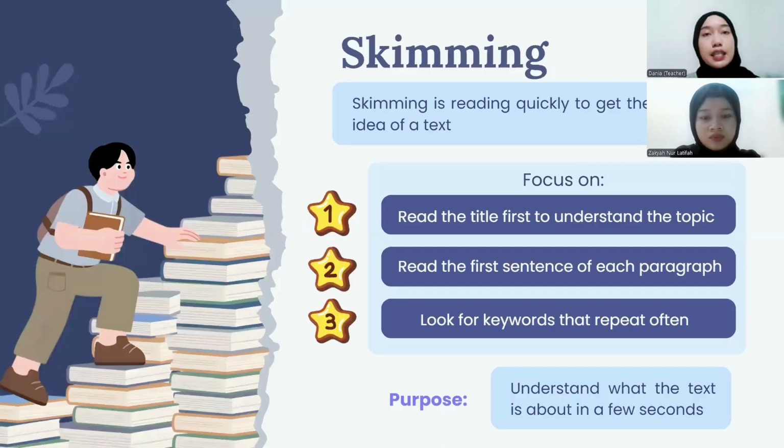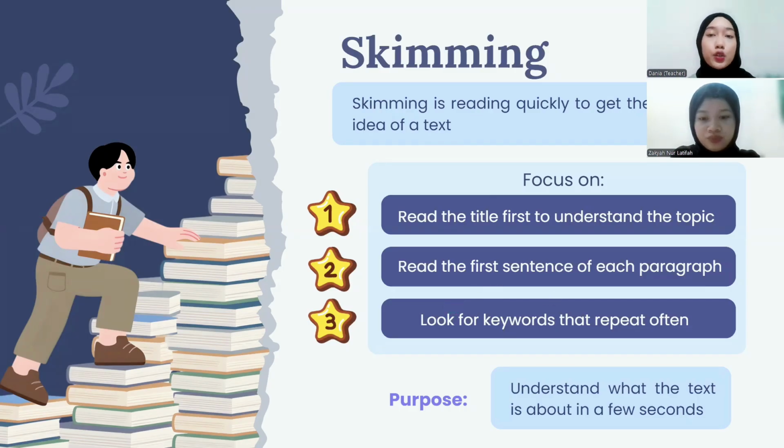Skimming, students, is a technique where we read quickly to understand the main idea or overall topic of a text. When we skim, we focus only on important parts, such as the title. We read the title because it shows the topic, then we read the first sentence because it often introduces the idea, and we read the repeated keywords because they highlight important concepts.